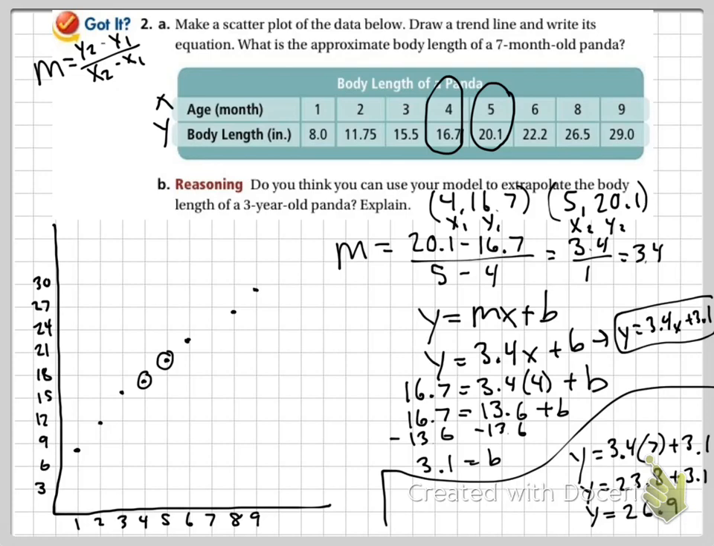So let's look on our data if that makes sense, right? I'll put it in a different color here. 26.9, so almost 27. Yeah, a little high, but that looks about right. And again, we're not getting exact, right? This is approximate.